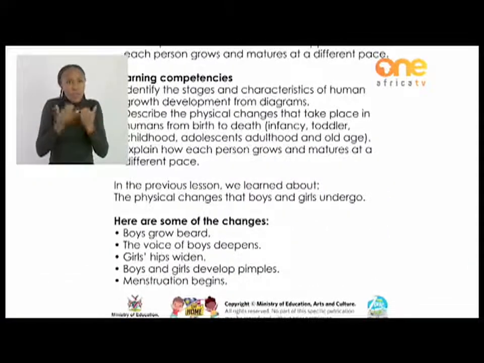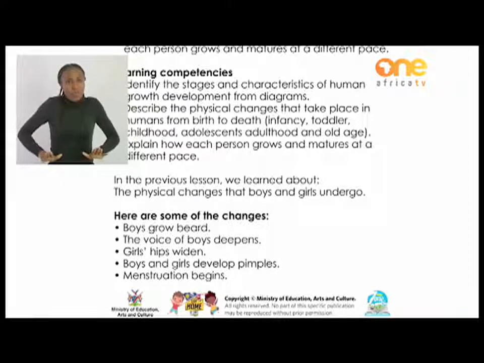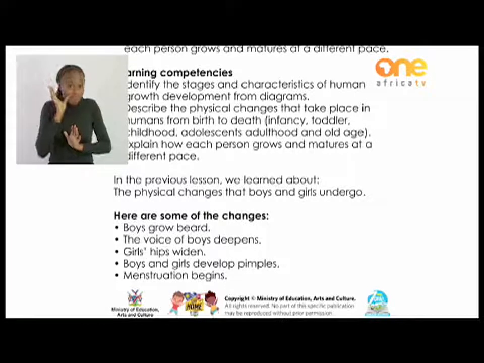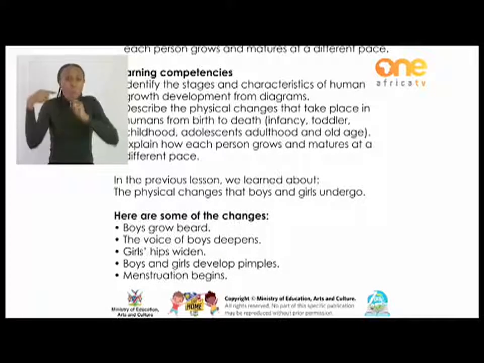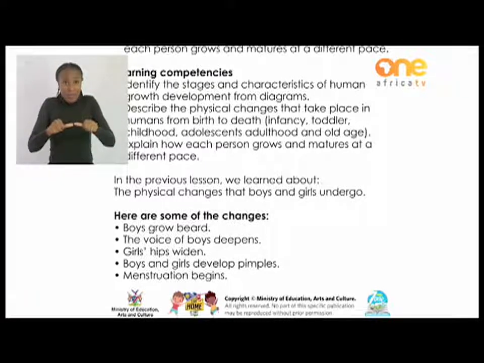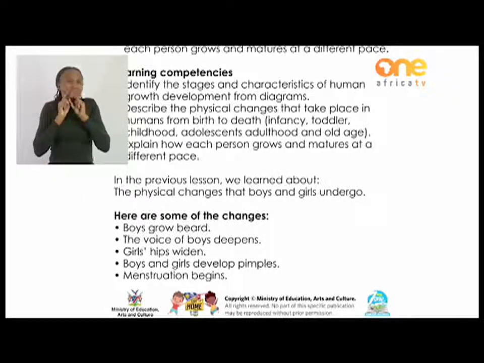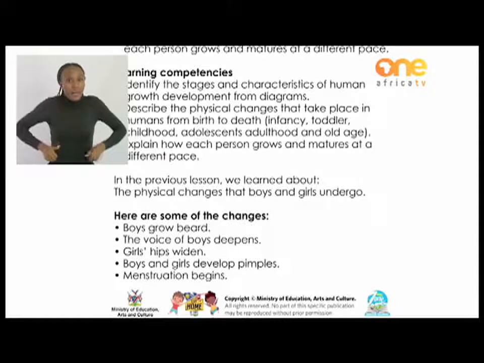Let's move on. In our previous lesson, we learned the following changes in boys and girls. Boys grow beards. It's only that I'm wearing a mask now, so you can't see mine. The voice of the boys deepens. It means boys' voices change. Girls' hips widen, so the size of the girls' hips gets a little bit bigger. Boys and girls both develop pimples. And ladies also start with the menstrual cycle, or menstruation begins.